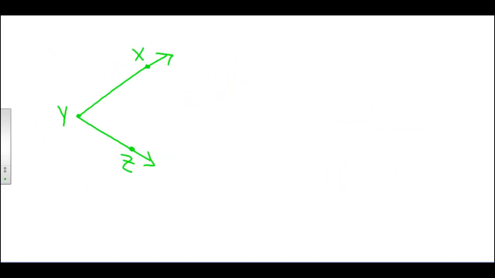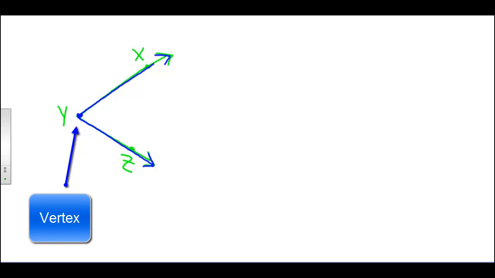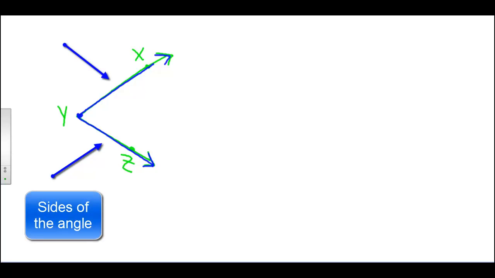An angle is really created by two rays with a common endpoint. In this particular example, I have two rays, ray YX and ray YZ. They have a common endpoint at Y. That common endpoint is called a vertex. The two rays are called the sides of this angle. So ray YX and ray YZ are sides.